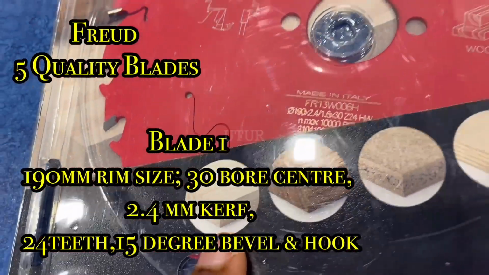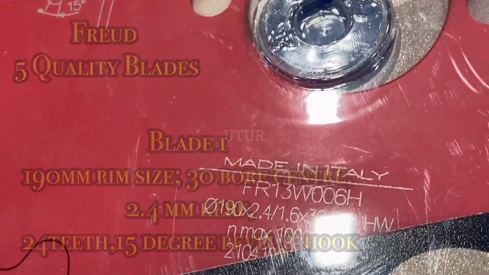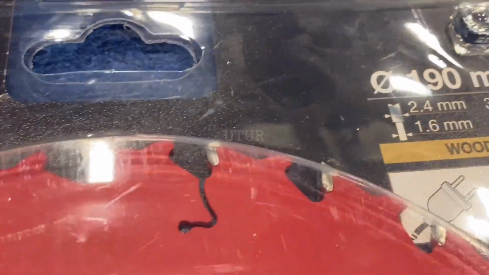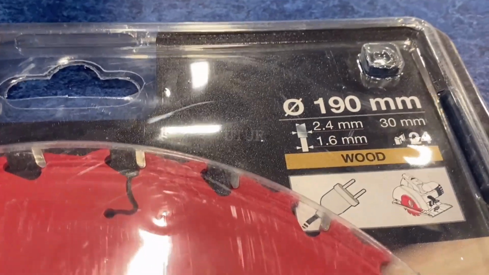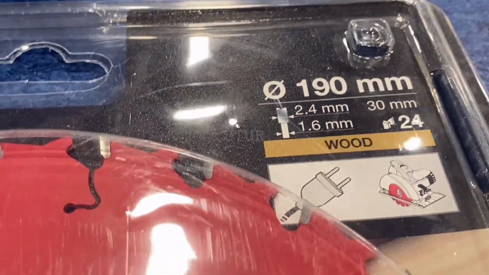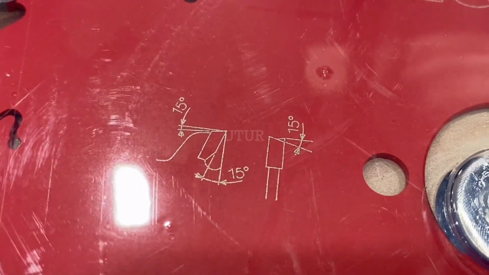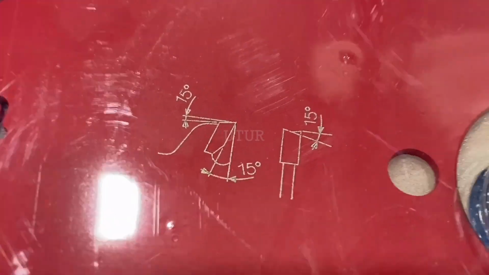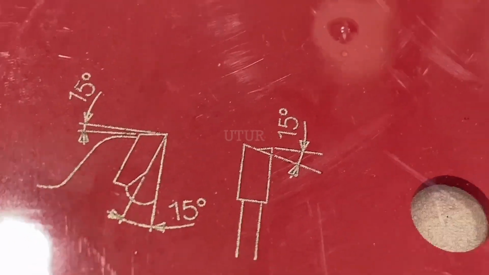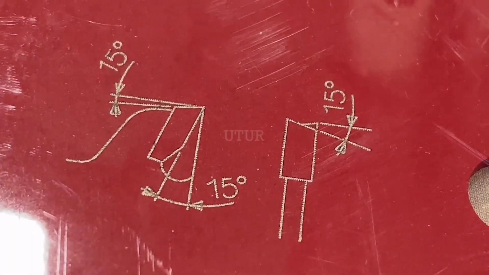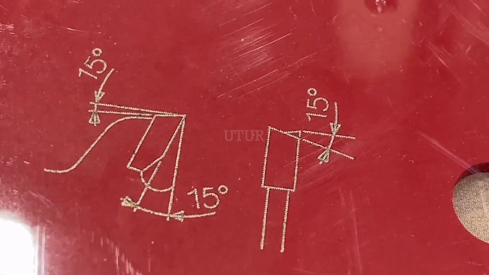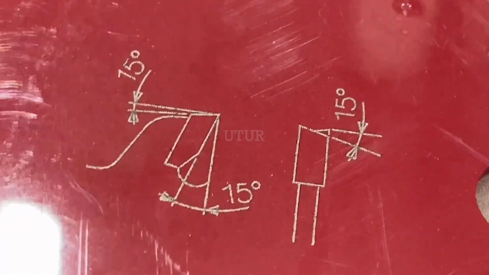Next, we're going to look at 5 Freud quality blades. This 24 teeth saw blade has got a 190mm rim diameter, a 2.4mm kerf and a 30mm bore. It's got a 15-degree bevel and a 15-degree hook or rake angle. The 15-degree positive hook or rake angle essentially means that the blade would cut more aggressively.